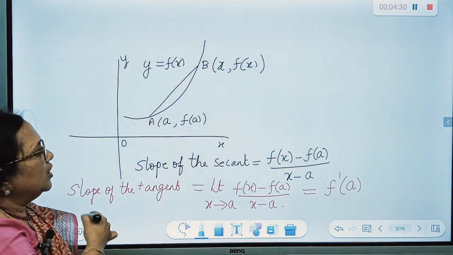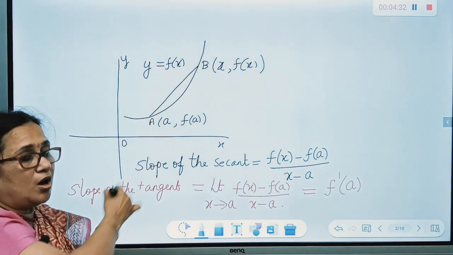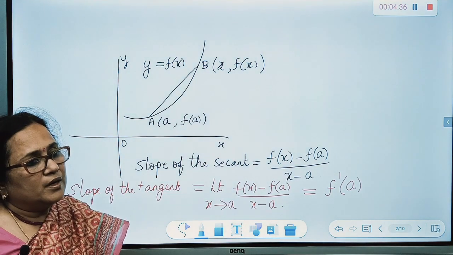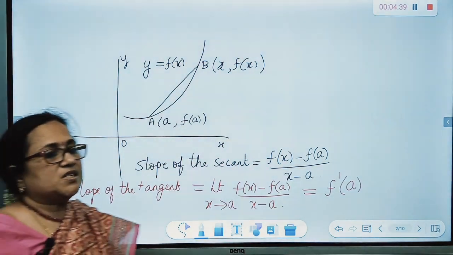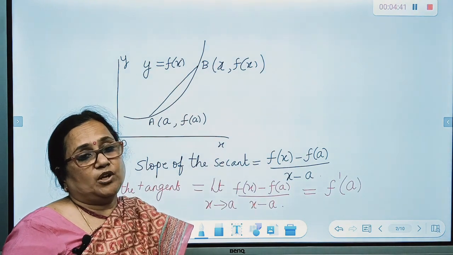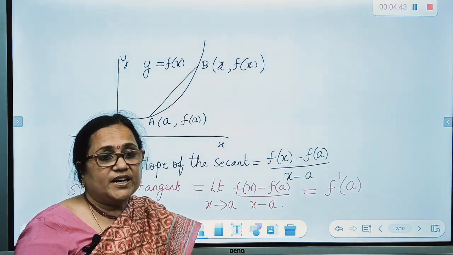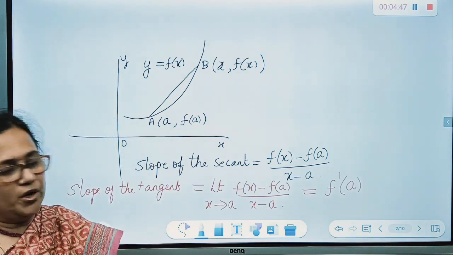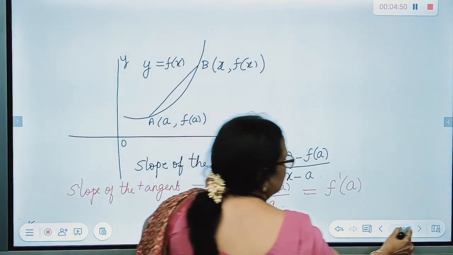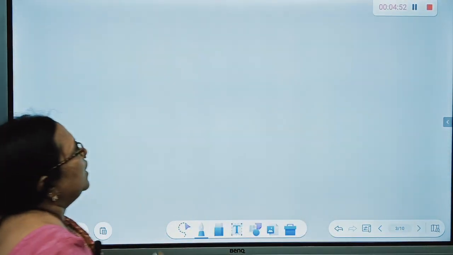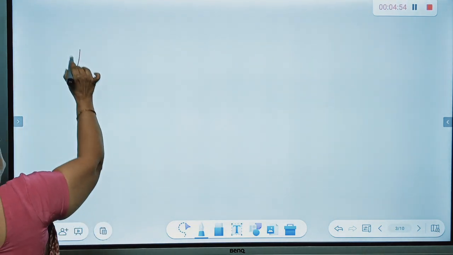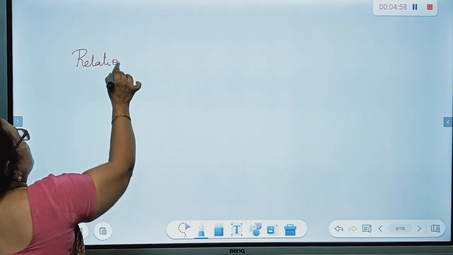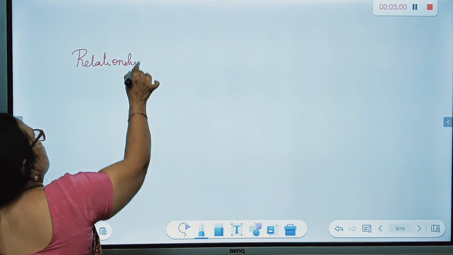We also saw using GeoGebra how the secant became the tangent. So you must first understand geometrically what is the meaning of a derivative. Geometrically, a derivative is nothing but slope of a tangent to a given curve at a given point. Now we are going to see the relationship between differentiability and continuity.